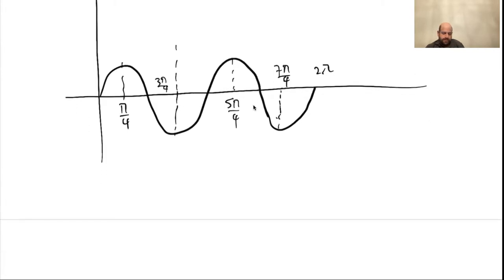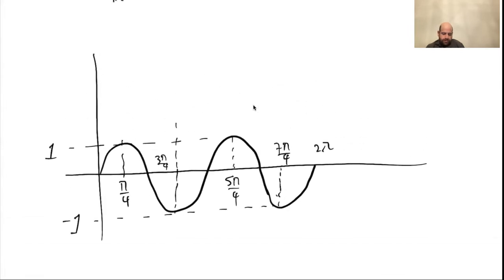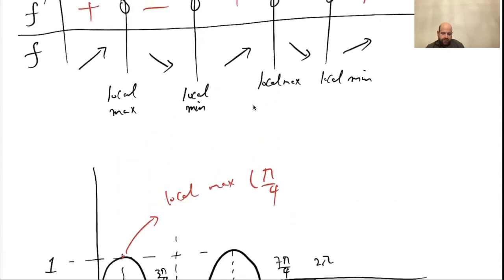Okay, and these are the values. The local max is 1, and the local min is -1, right? So this is the local max. What is the point? The x value is pi over 4.